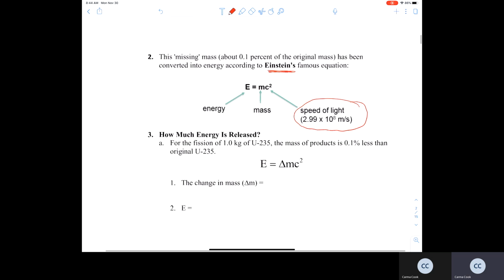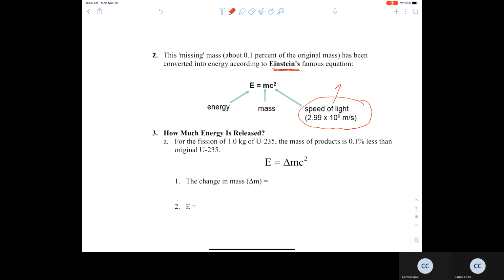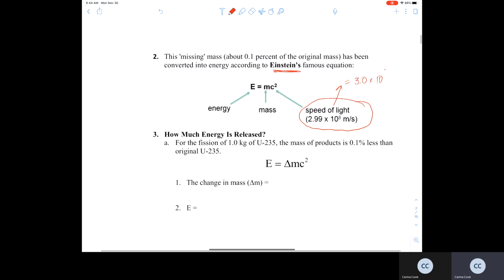and you've also known it to be simplified to being just 3 times 10 to the 8th meters per second.